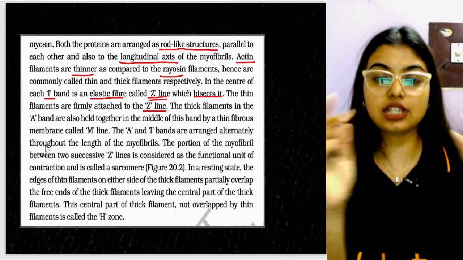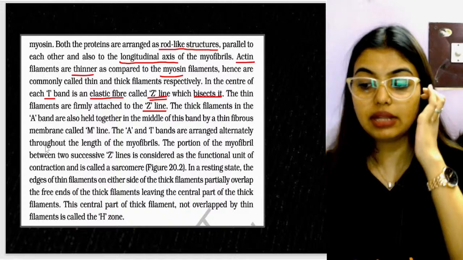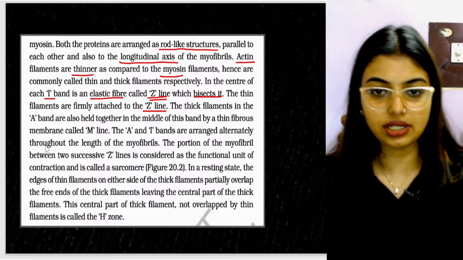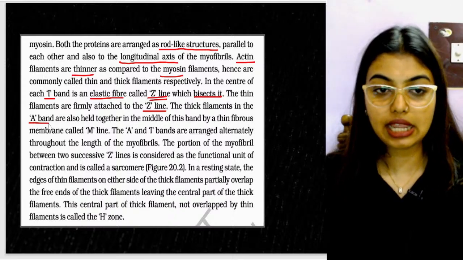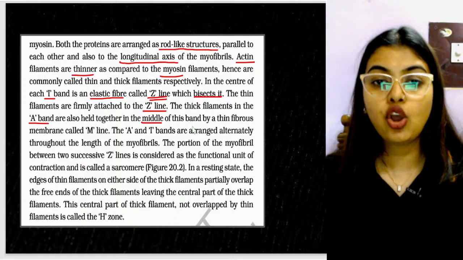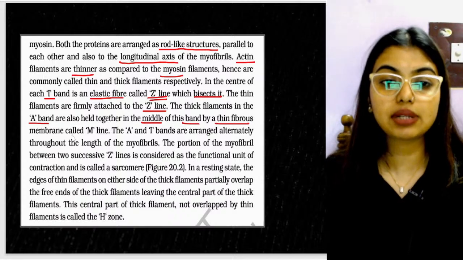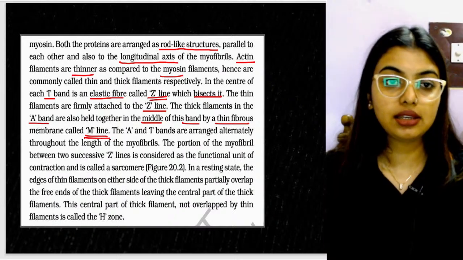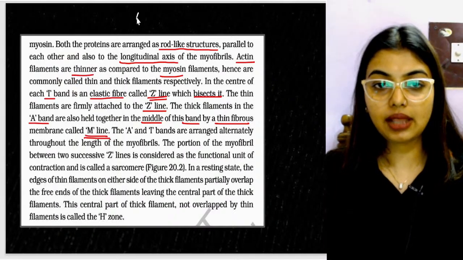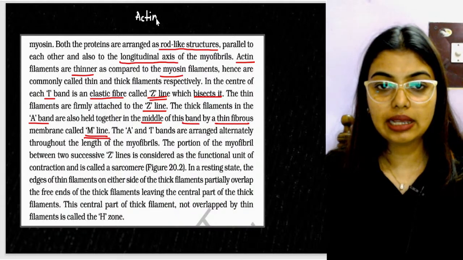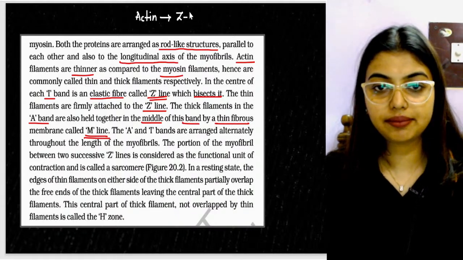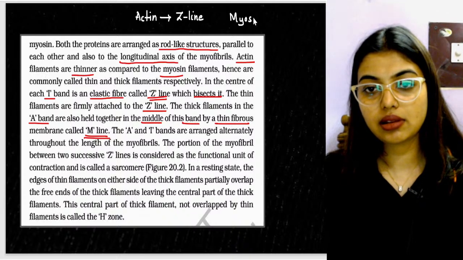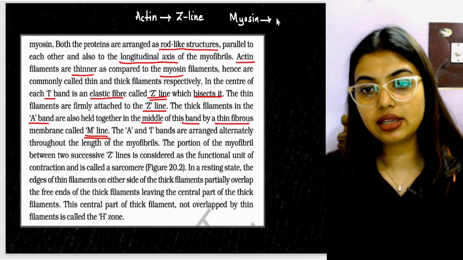So students, actin is going to be caught by the Z line. Keep that image in your head and then try to learn this, otherwise it is going to be too difficult to understand. The thick filaments in the A band are also held in the middle of the band by a thin fibrous membrane called the M line. So actin is held by the Z line. Myosin is held by the M line.